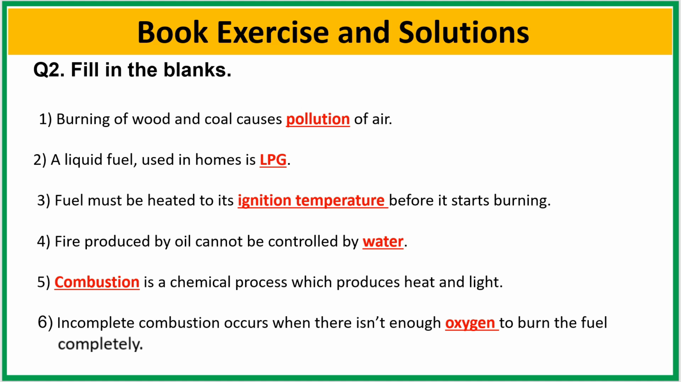Question number 4, fire produced by oil cannot be controlled by dash. So fire produced by oil cannot be controlled by water. We already know that water is denser than oil. So the water sinks below the oil and the oil keeps burning on the top. So instead of water we can use carbon dioxide. Question number 5, dash is a chemical process which produces heat and light. So combustion is a chemical process which produces heat and light. Question number 6, incomplete combustion occurs when there is not enough dash to burn the fuel completely. So the answer is oxygen.